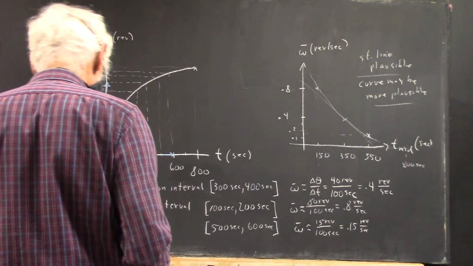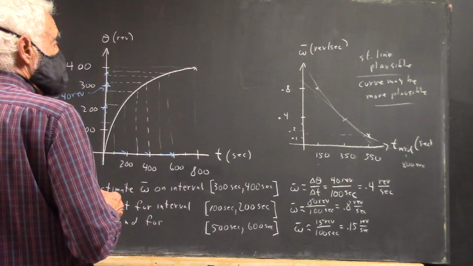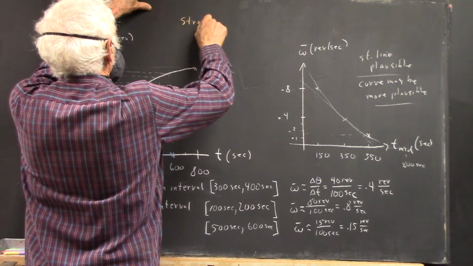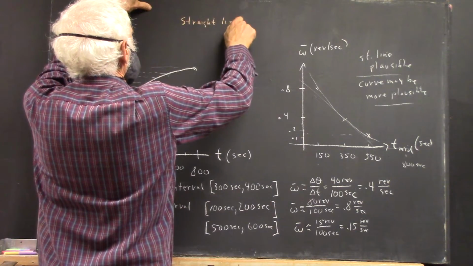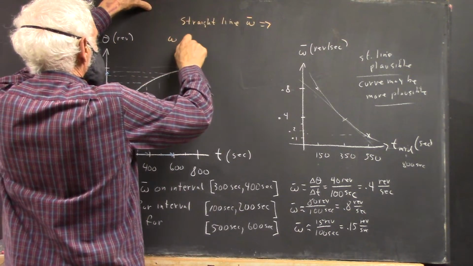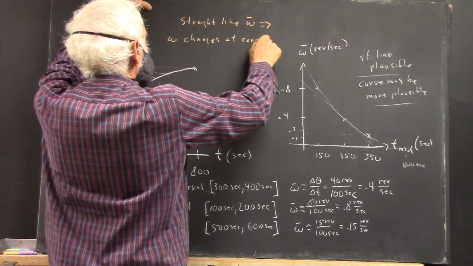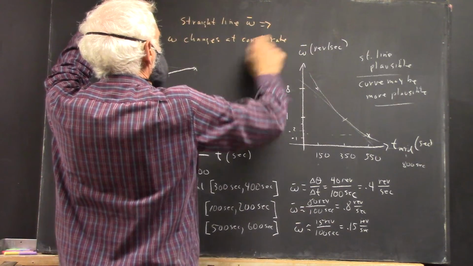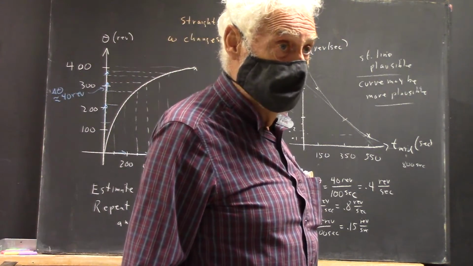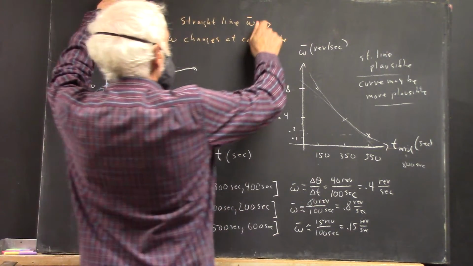Straight line omega bar implies that omega is changing at a constant rate, okay? That's omega bar versus T.